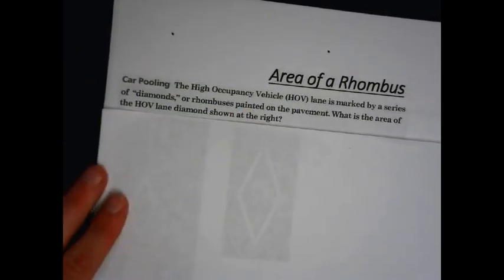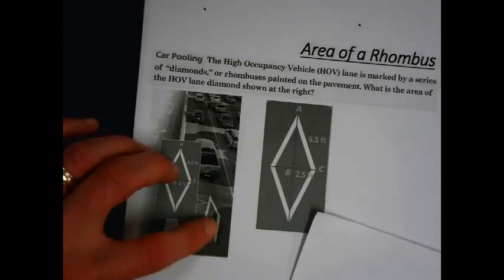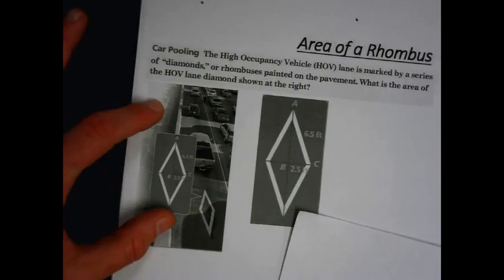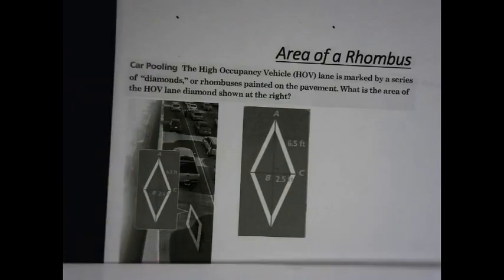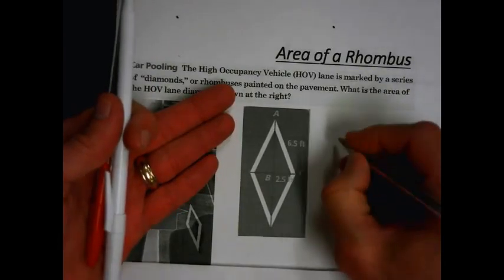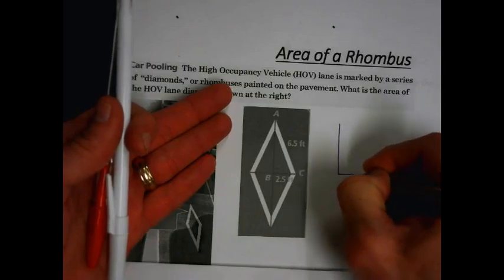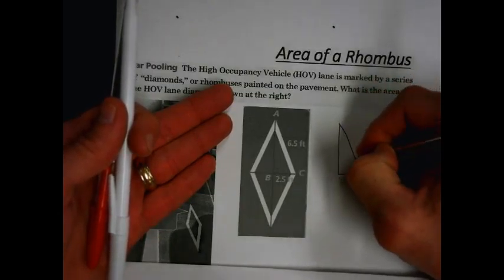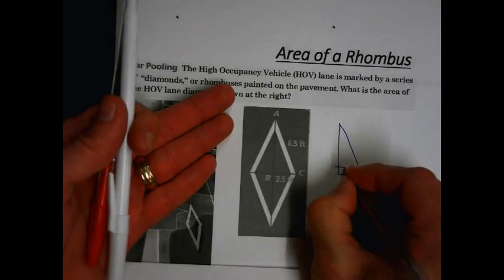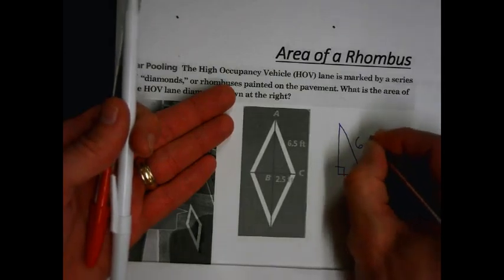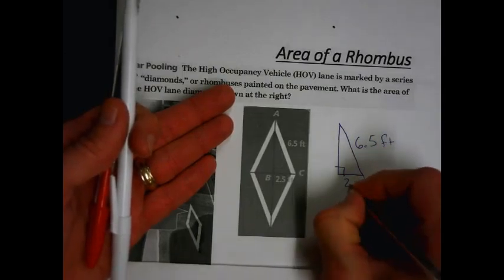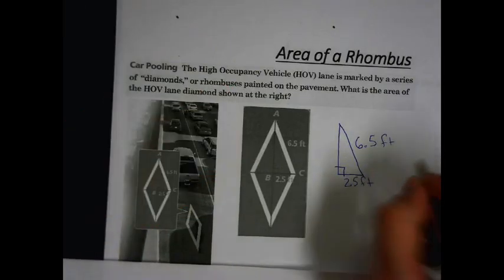So there's the diamond in the road, right? But when you look at the diamond, it looks like this, and I zoom it out, and it looks like this. We have a diamond, and with the rhombus, we have a right triangle. So we have 6.5 feet here, it's a big diamond, and 2.5 feet there.